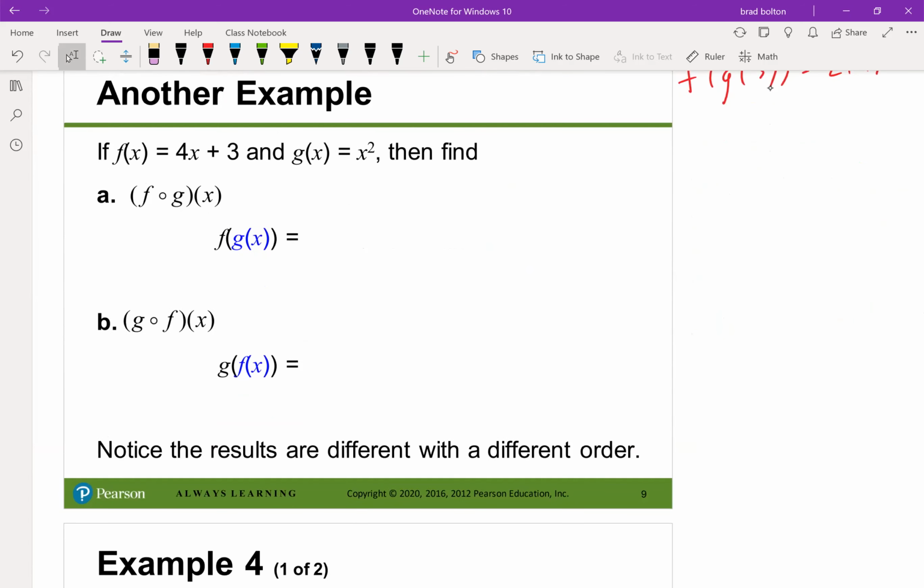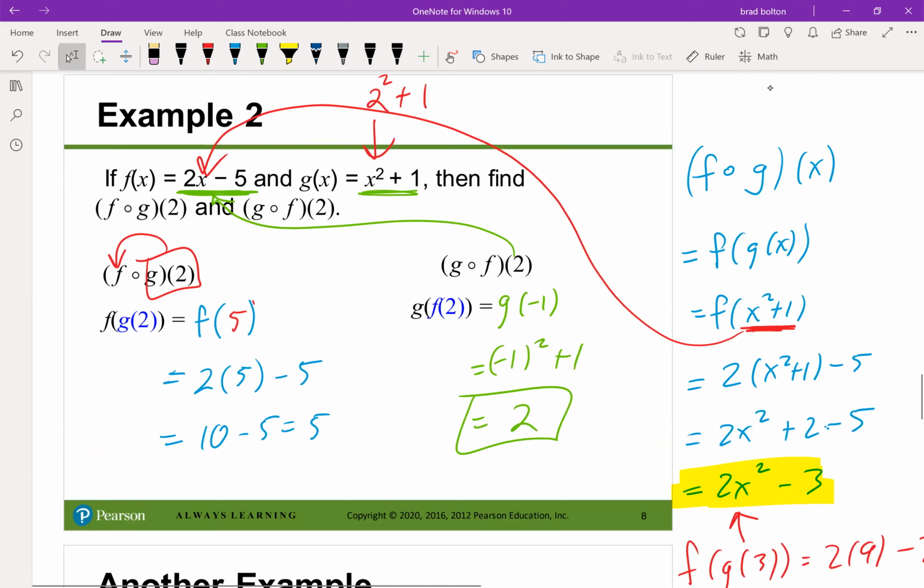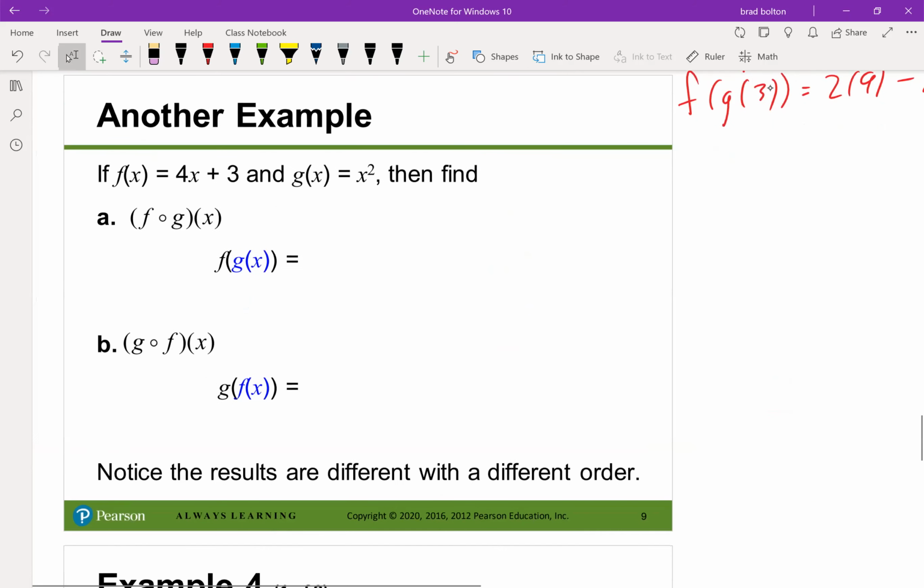Okay, so I'm going to pause the video and let you guys try these two on your own. So take a minute and try. Oh, wait, hold on. Did I already do this one? No, this is new. So this one doesn't give you a value. They just want you to find f of g of x, or f composed with g of x, and g composed with f of x. Okay, so give those two a shot, pause the video, and then when you come back, I'll walk you through it.